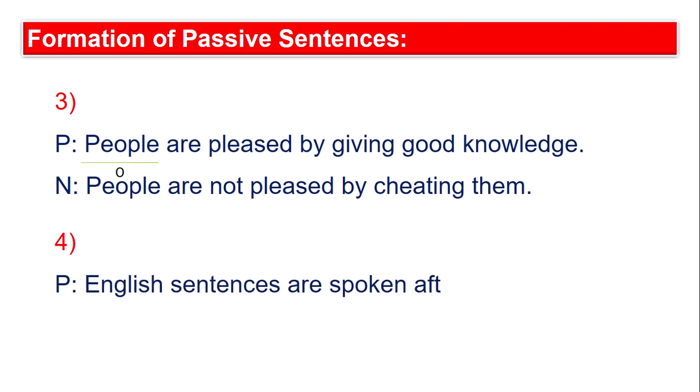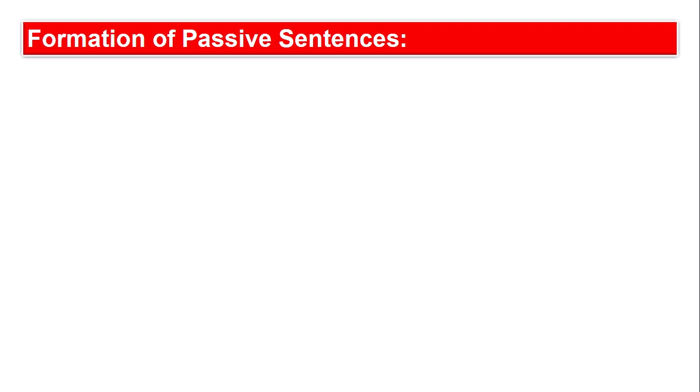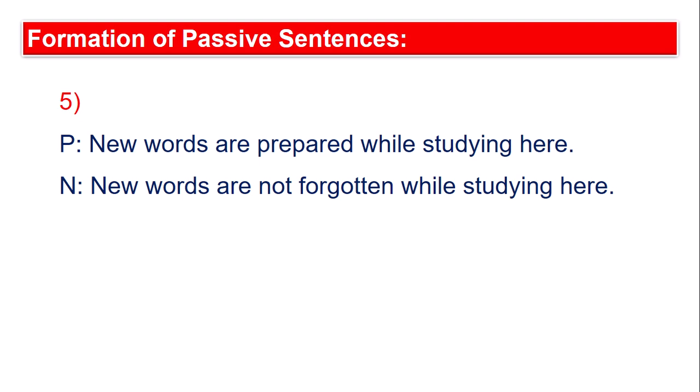Fourth example, English sentences are spoken after thinking. So English sentences, that is our object, and therefore English sentences are spoken after thinking. English sentences are not spoken after thinking. Sometimes it happens that some people have good practice and they don't think at all while speaking or before speaking. Fifth, new words are prepared while studying here. New words are not forgotten, and new words, that is object, while studying here.